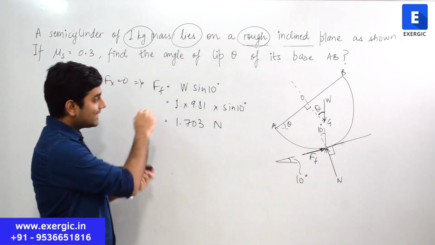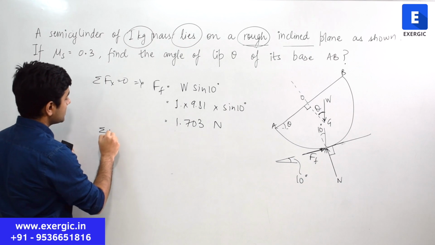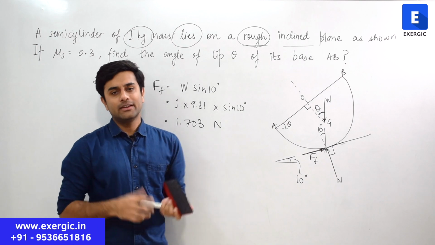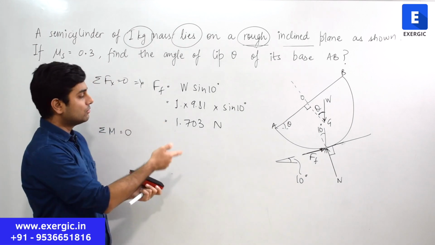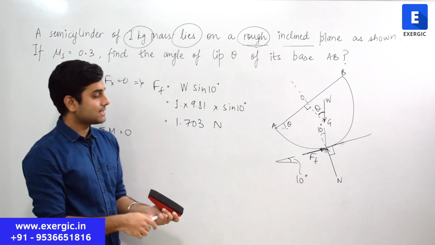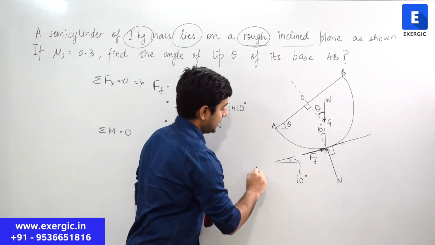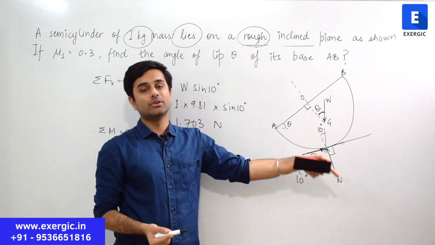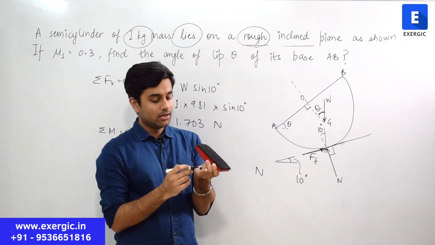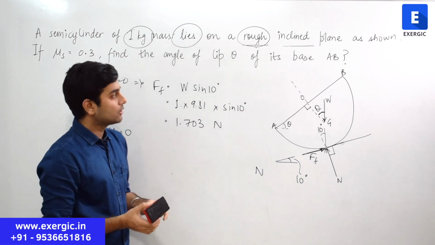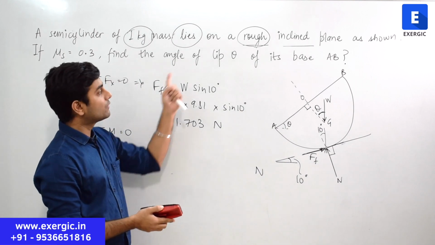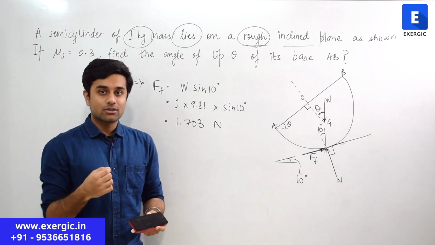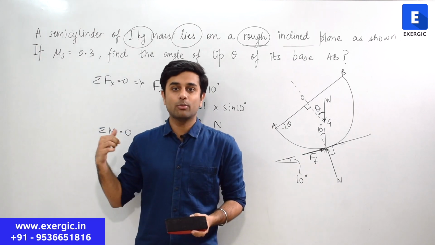Because the next condition that we are going to apply is summation of moment equal to 0. If we apply summation Fy equal to 0, as I showed you, you will just get the value of normal reaction N, because W's component will balance N, and W is known, so N you can calculate. But the question is not asking for N, it is asking for the value of theta. So for that we are going to apply the third condition of static equilibrium, the summation of moment equal to 0.